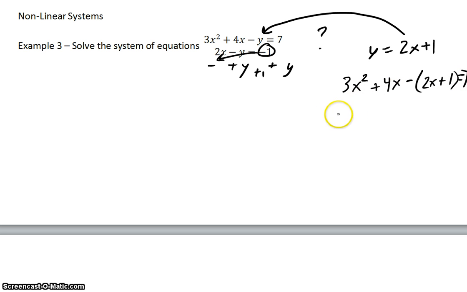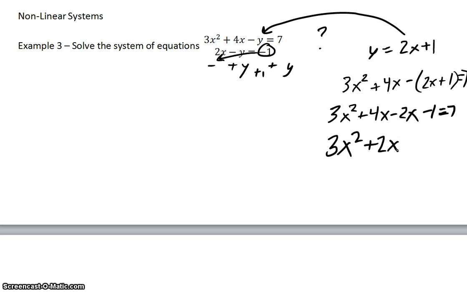So now we have an equation that's a quadratic. So I have 3x squared plus 4x minus 2x minus 1 equals 7. So I solve this equal to 0, and I get 3x squared plus 2x minus 8 equals 0.